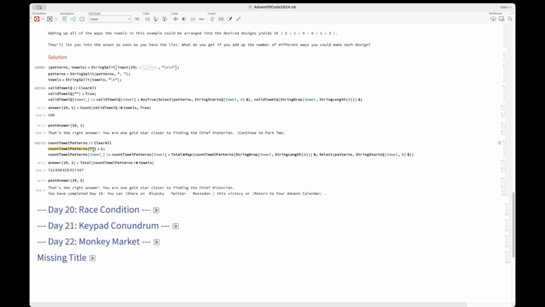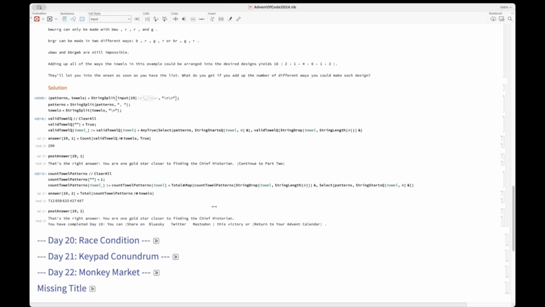For an empty towel, there's only one way of constructing it. And the number of ways of constructing an arbitrary towel is basically the same kind of check here. Again, selecting all the patterns that are a prefix of the towel, dropping them, counting all the cases there, and then summing them up together. So that's how we count them in this recursive manner. It was pretty fast again. Not a big problem.